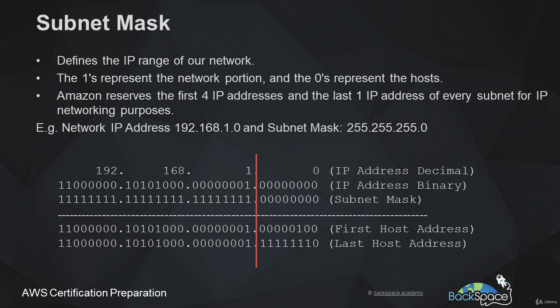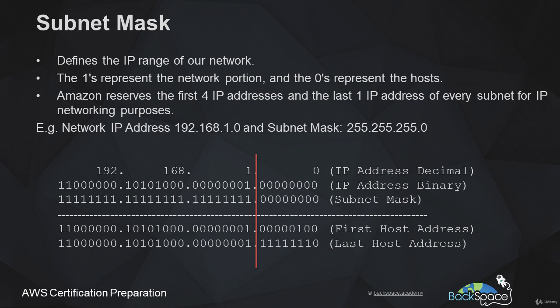So if our network is 192.168.1.0 and we have a subnet mask of 255.255.255.0, then if we look at that subnet mask, the first 3 bytes are ones, and the last byte is zeros. The red line there where the zeros start is where our host portion starts.